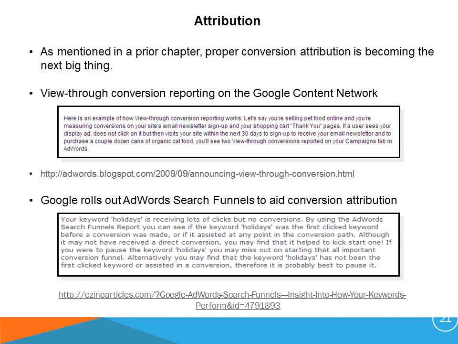Okay, so let's pretend a user sees your display ad, does not click on it, but then notes the site and kind of remembers it in their head. They come back to your site within the next 30 days and they do sign up to receive your email and they do buy some cat food. You're going to actually see two view through conversions reporting on your campaigns tab in AdWords. So what Google wants to let you know is even though you didn't get a direct sale from them clicking on the display ad, they were exposed to it. They did see it. So they just want you to know that.